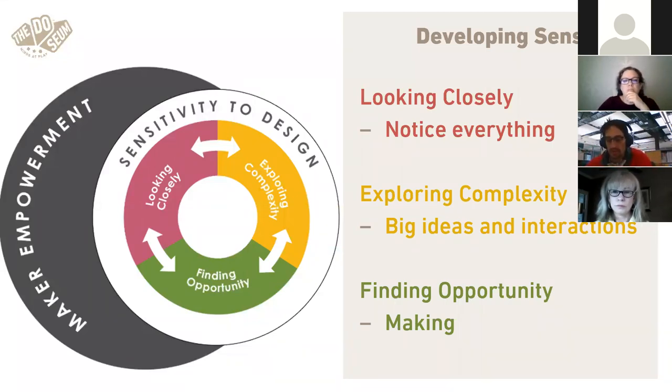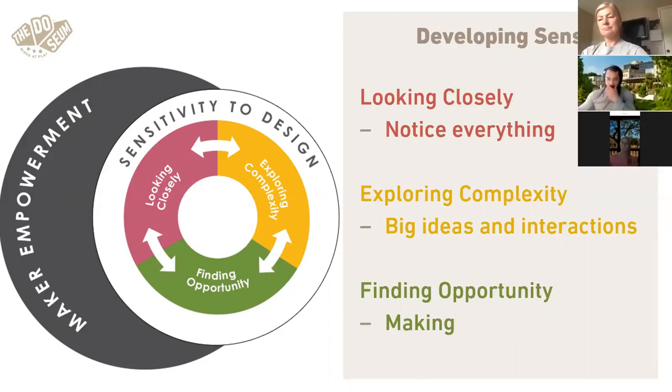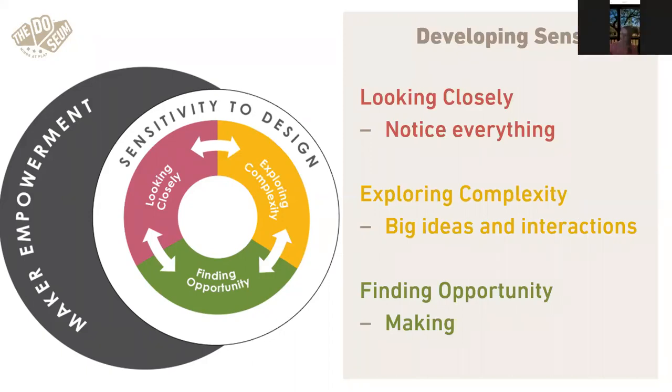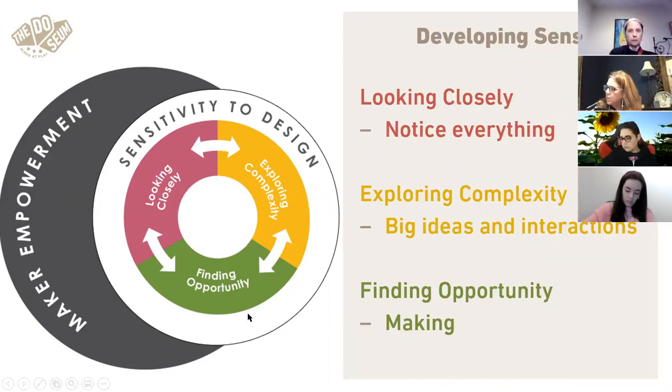So from that research, the Agency by Design project started thinking about, how do we do that? If sensitivity to design is the weak link, what can we do as educators to encourage that? And they came to three activities that help increase a learner's sensitivity to design: looking closely, exploring complexity, and finding opportunity.